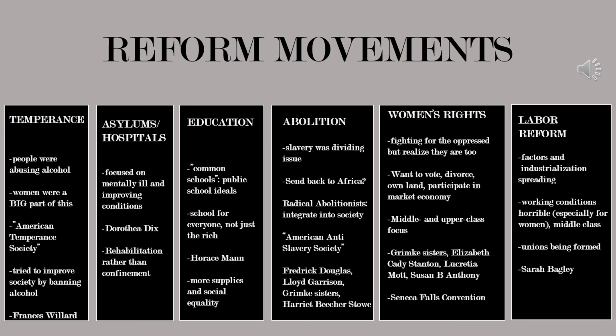They are educated because they have to educate their children to be members of society. So why should they not be allowed to? So important figures in this are the Grimke sisters, Elizabeth Cady Stanton, Lucretia Mott, and Susan B. Anthony, who we can look more at in class.